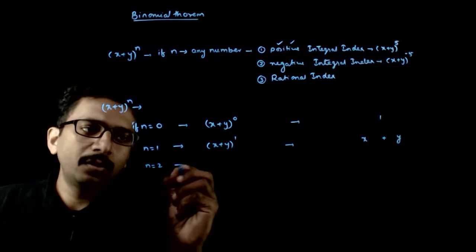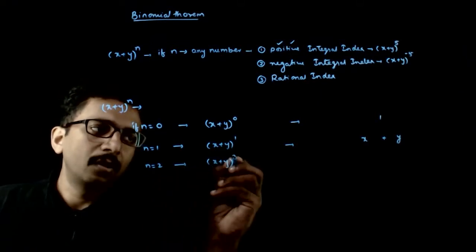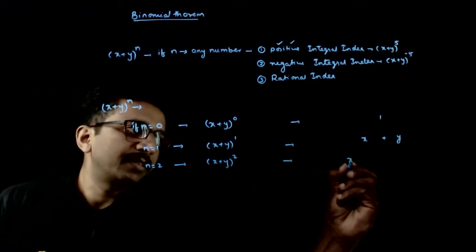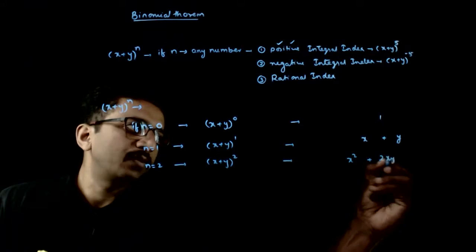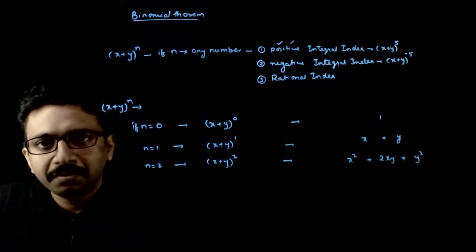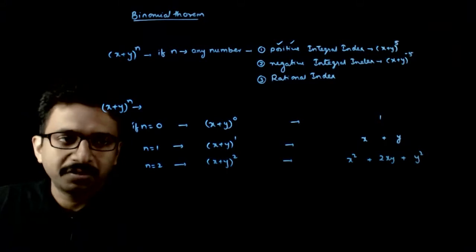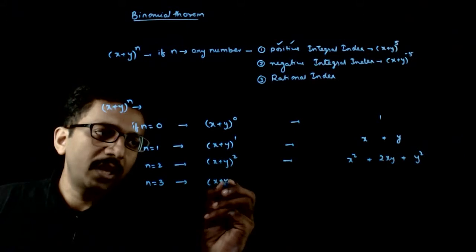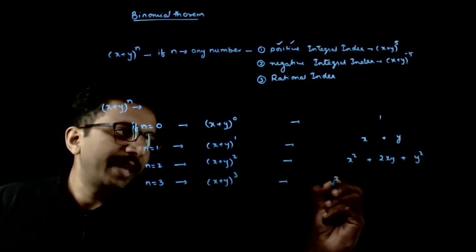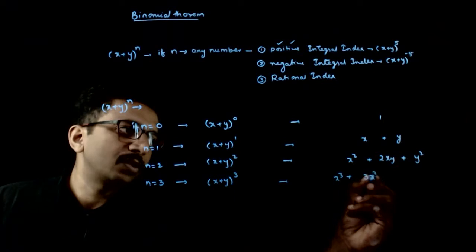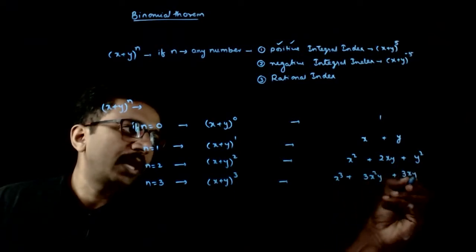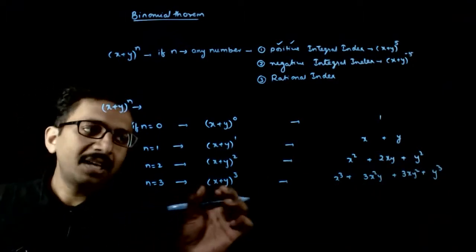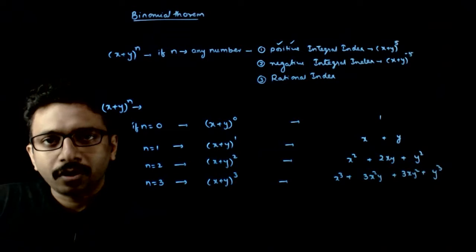For n is equal to 2, we have (x + y)^2. You also know the expansion of this. What is the expansion of (x + y)^2? x^2 + 2xy + y^2. a^2 + 2ab + b^2, you know the expansion. For n is equal to 3 also, you know the expansion, (x + y)^3, that is x^3 + 3x^2y + 3xy^2 + y^3.